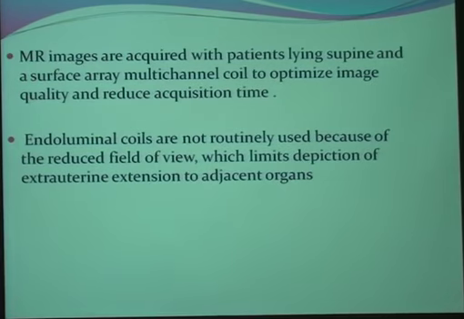MR images are acquired with the patient lying supine. Surface coils are required to optimize the quality and reduce the acquisition time. Sometimes we use vaginal opacification using gel for slight dilatation of the cervical anatomy. Endorectal coils are not routine. They make the patient highly uncomfortable, they reduce the field of view, and they are not used routinely in the diagnosis of cancer cervix.